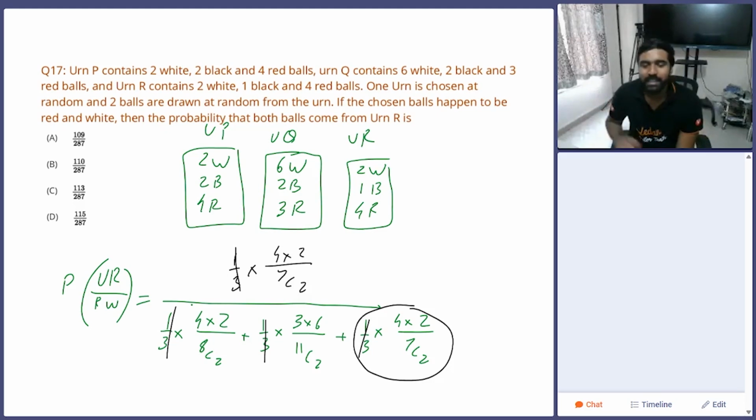1 by 3, 1 by 3, 1 by 3 will just get cancelled out over here. Some 2s also you can cancel out. After this, this is a pure bit of calculation part.